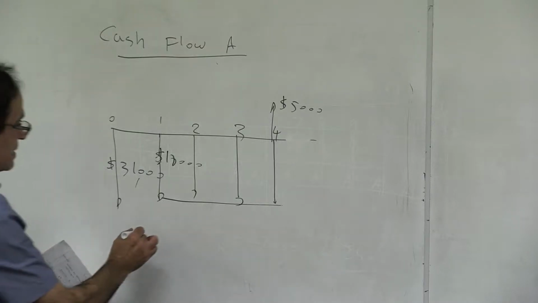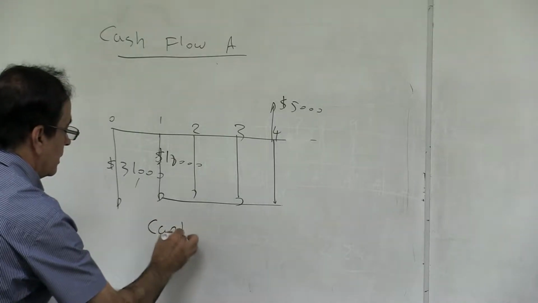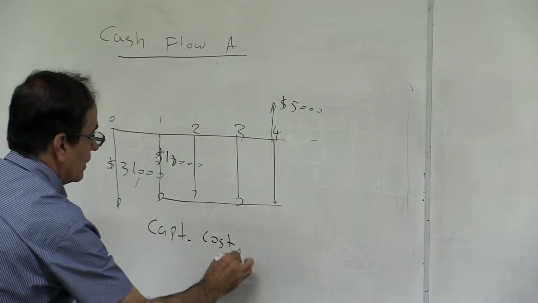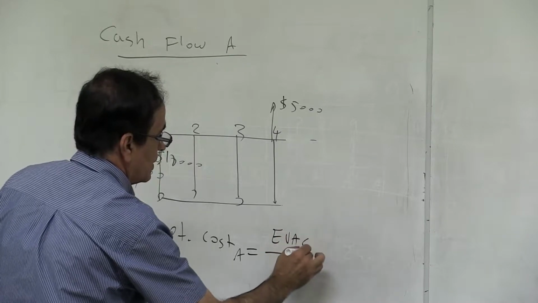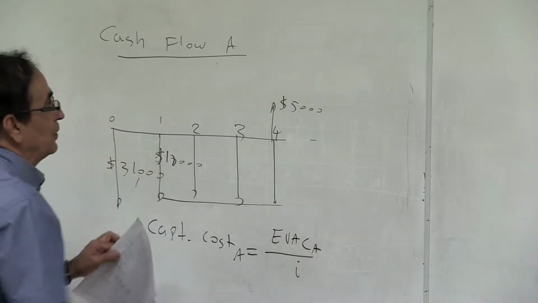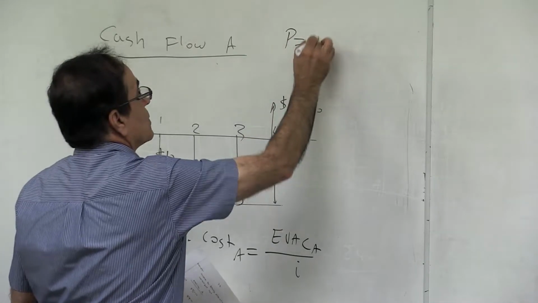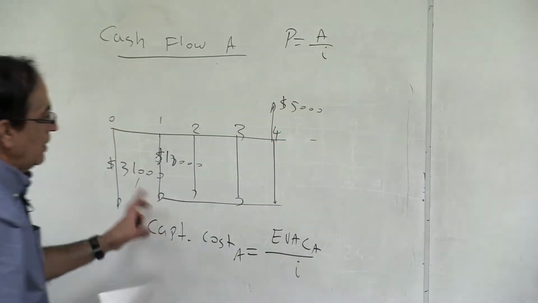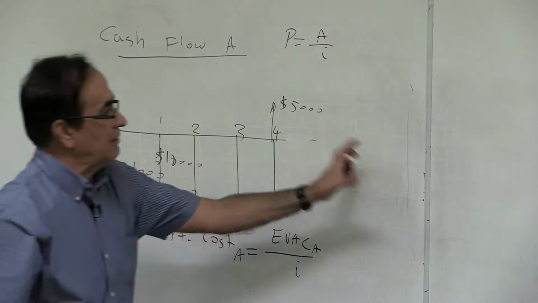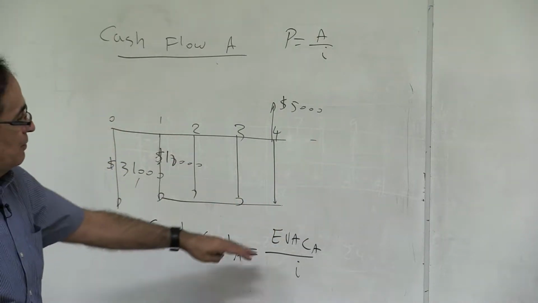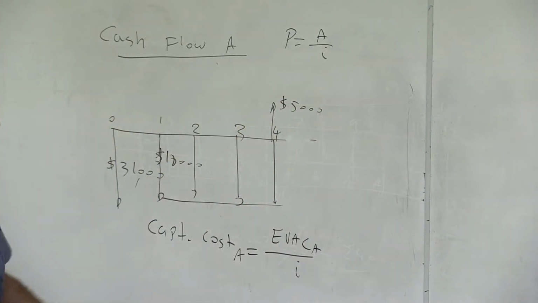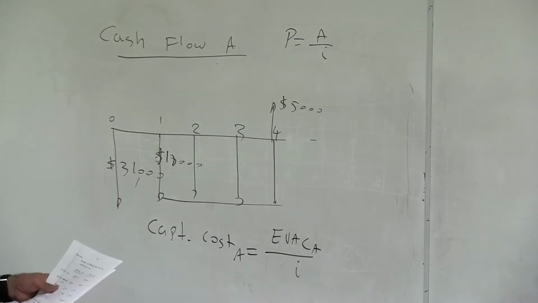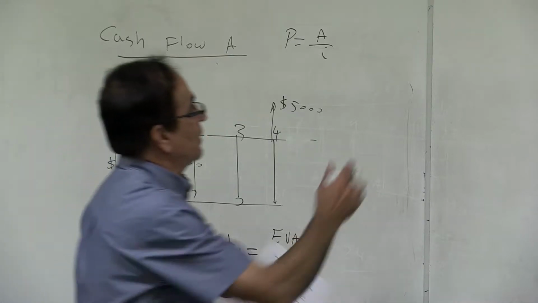Now, we want to compare these alternatives using the capitalized cost method. If you recall from the previous example, the capitalized cost for alternative A is basically the annual cost, or EUAC, for alternative A over the interest rate, because we are using the equation P equals A over i. What we are trying to do here is repeat this equipment every 4 years forever. Then it's going to make it uniform. So if I take the EUAC for A over i, I can find the capitalized cost for A. The first step here is to find the annual cost for alternative A.